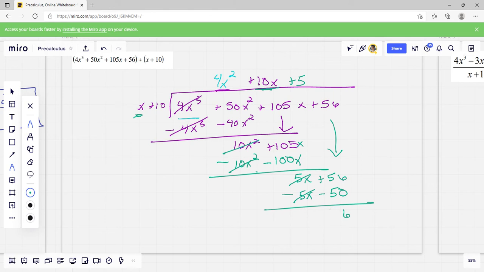My remainder is 6. I don't have any more numbers to bring down. So to write that, you're going to do 6 over whatever you divided by, x plus 10. So this is the answer right here: 4x squared plus 10x plus 5 plus 6 over x plus 10. So that one has a remainder. You're going to end up with a divisor and a remainder.